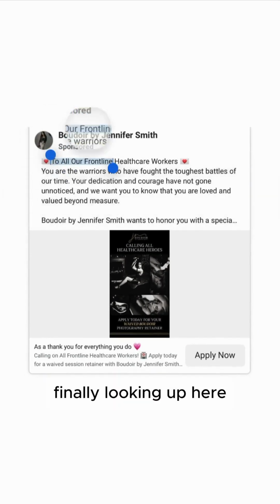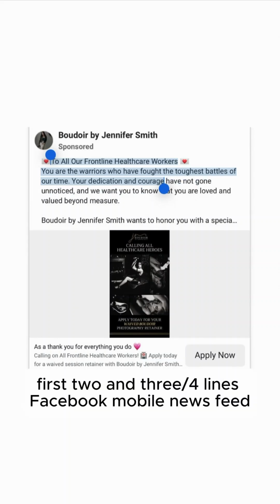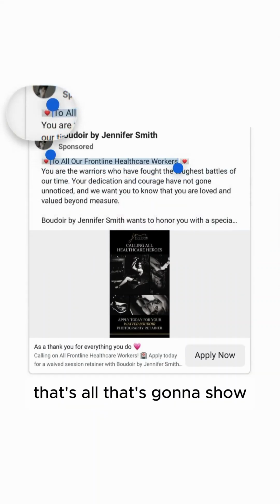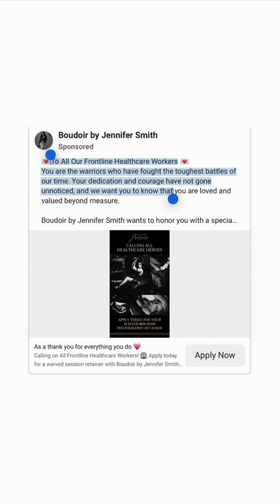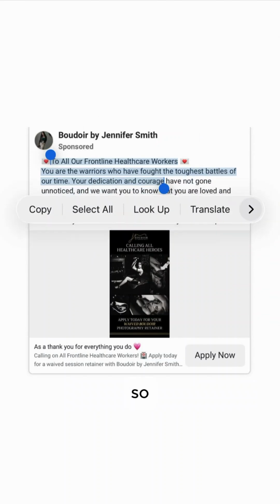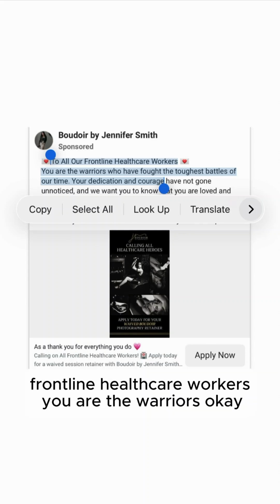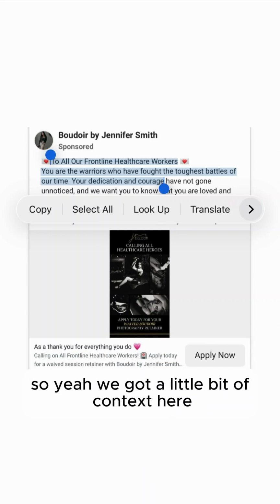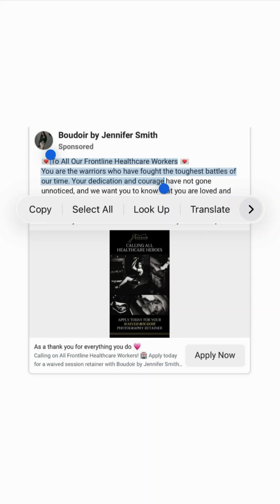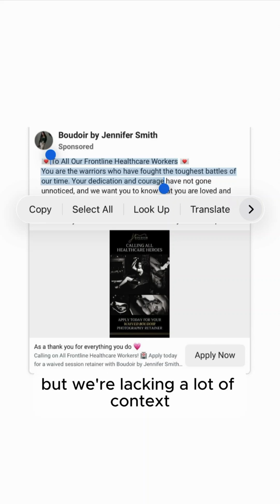Finally, looking up here, the first 2 3/4 lines on the Facebook mobile newsfeed. That's all that's going to show. So, frontline healthcare workers, you are the warriors. Okay, all right. So we got a little bit of context here, but we're lacking a lot of context. So it's the lack of context mistake.